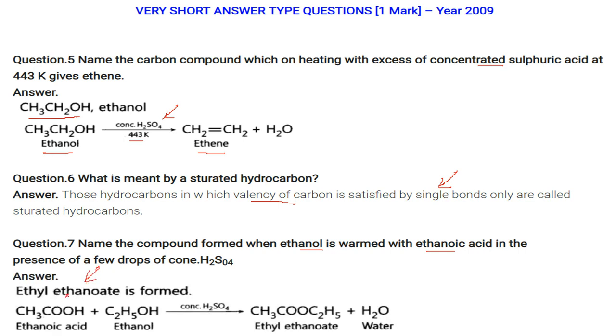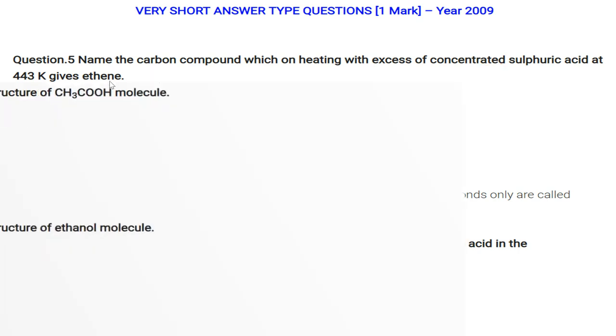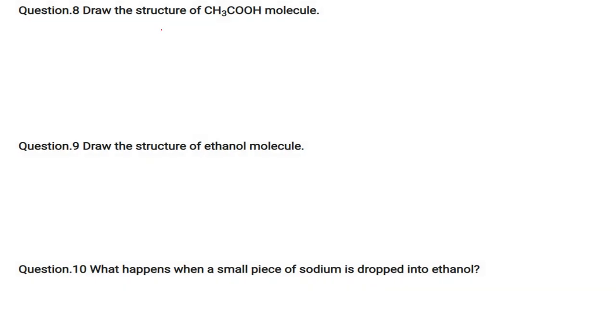This is ethanoic acid, CH3COOH. It combines with ethanol, C2H5OH. In concentrated H2SO4, it gives you ethyl ethanoate, or CH3COOC2H5. Draw the structure of CH3COOH. So this is C, this is C, and then these are two C, 3H, this is 4th H. Now this C combines with 2O and 1O. This is the OH group basically.